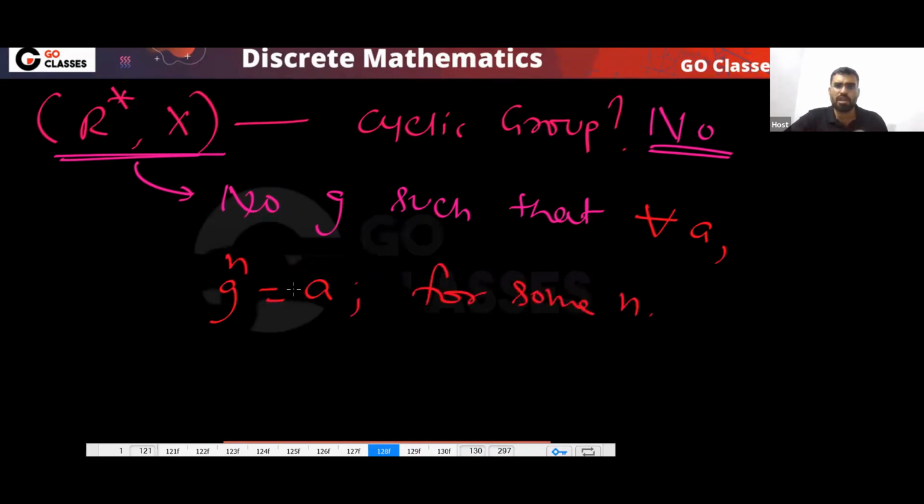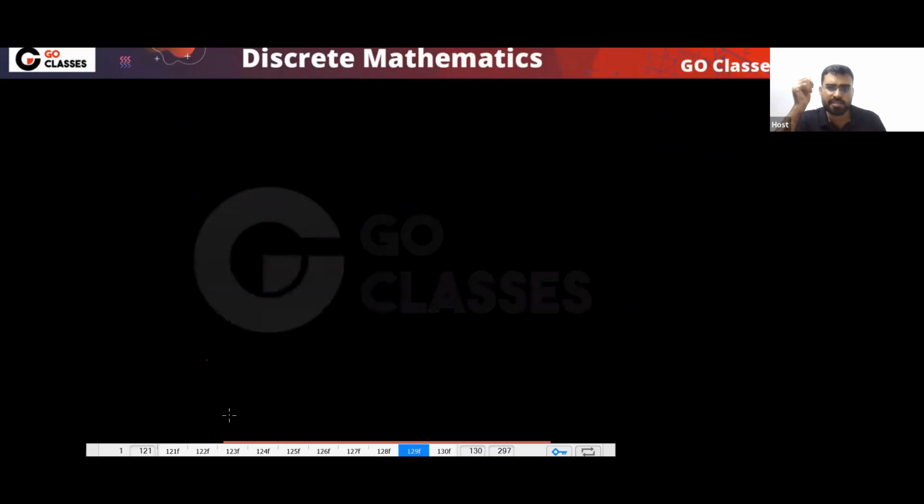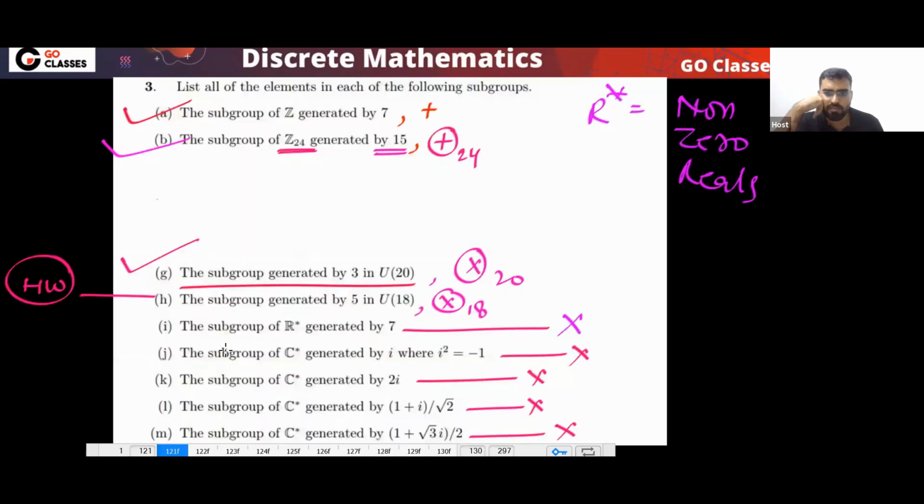So you can notice there is no element which can generate everything. There is no element. Okay. So basically I can say there is no generator. Okay, just let's take this one. Just one of them I will take. So this example, let me take L.